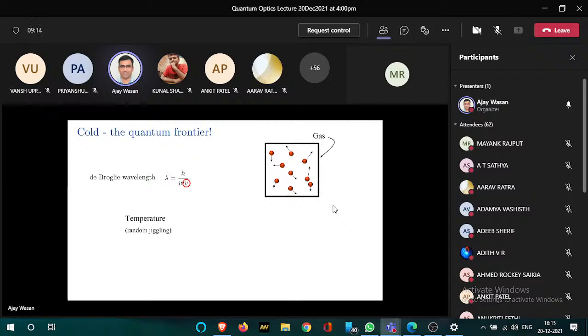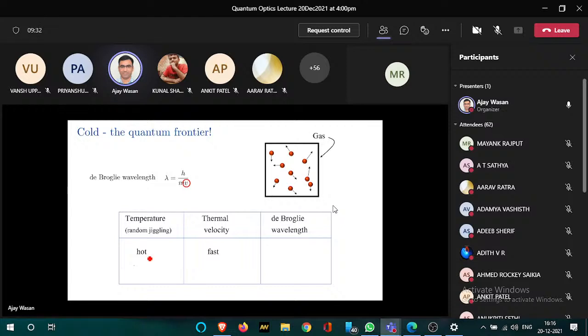Temperature is basically a random jiggle, I'm saying here. Then thermal velocity: when temperature reduces, thermal velocity will reduce. What happens to the de Broglie wavelength? I'm showing here that when atoms are hot, thermal velocities are very fast. So the de Broglie wavelength, you can see, is very small. The moment we make it cold, thermal velocity will slow down. So the de Broglie wavelength will increase if you compare with this formula, because as v reduces, lambda will start increasing. The same thing I have shown here.